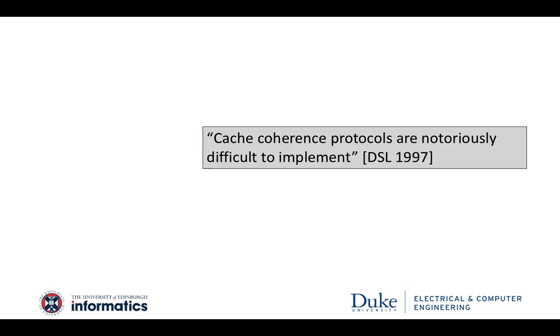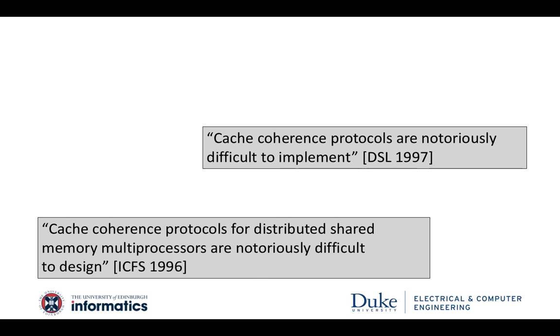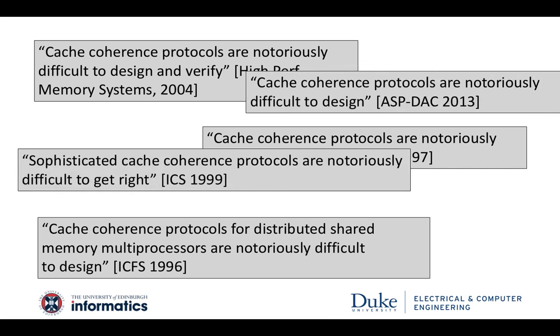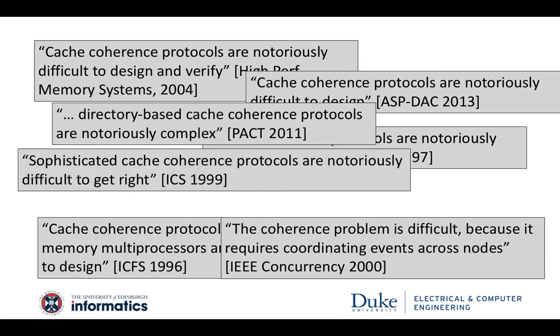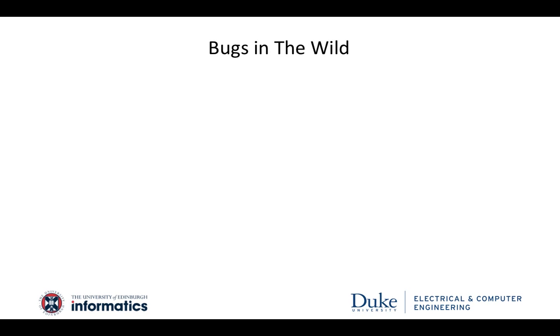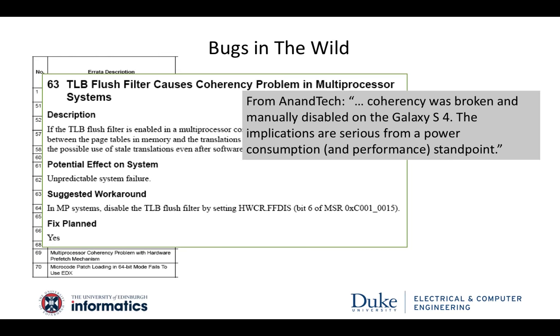Have you ever tried to design a cache coherence protocol? It's difficult. If you don't believe us, just Google "cache coherence notoriously difficult." And coherence protocols are not just difficult for academic researchers. Teams of professional computer architects working with dedicated validation teams have produced chips with coherence bugs.